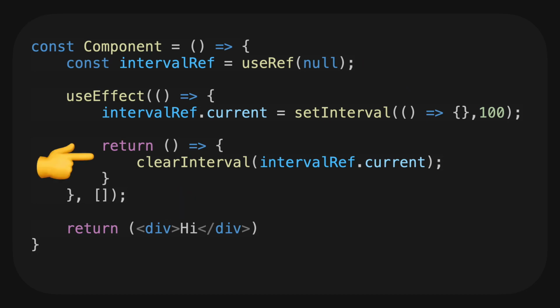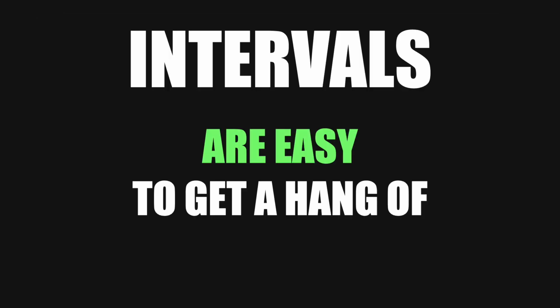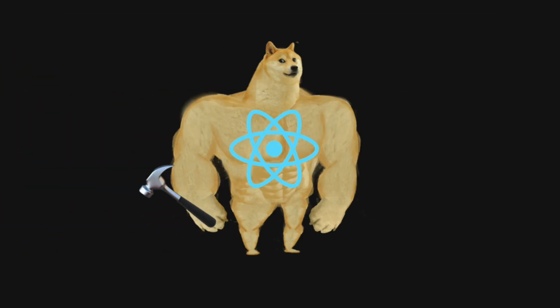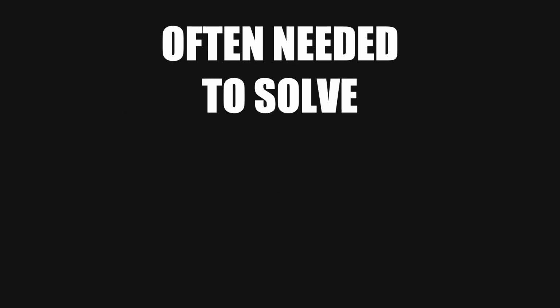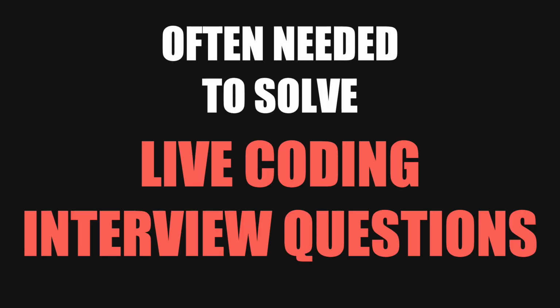And finally, in the return statement, we clear the interval. The return statement here runs when the hook cleans up. Since the dependency list is empty, the cleanup occurs when the component dismounts. Clearing the interval here ensures that the interval stops and does not cause memory leaks. Intervals are easy to get a hang of and are a useful tool for a React developer. Learning to use them also has a bonus. They are often needed to solve live coding interview questions.